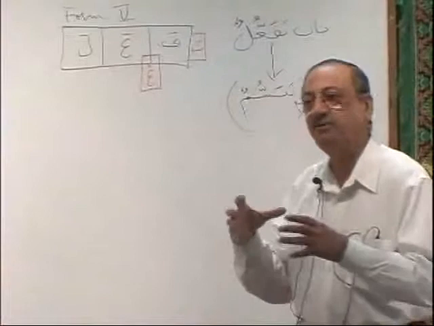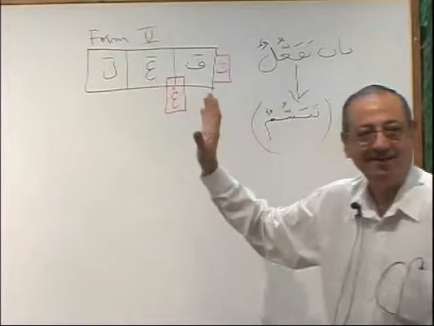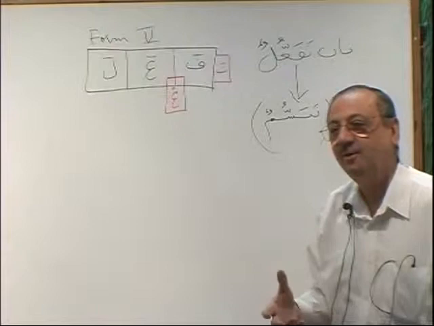As you can see on the board, we have our root, fa'ala. That is our root, brothers and sisters. The city has given permission for only three rooms. They are the permanent residents. Who are they? Now they want to invite Ayn. So they make a small room, which makes the verb into form 2. Fa'ala. Are you with me?